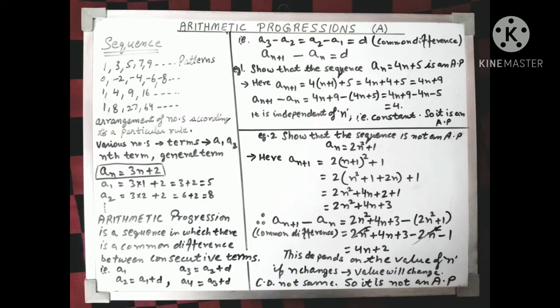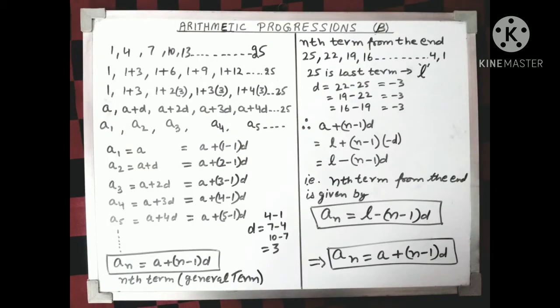Let us move on to the next slide. Now we will learn how the general term of the AP is derived. It is a very simple process. Just keep listening to me very carefully. So on the top I have written a sequence 1, 4, 7, 10, 13, dash and 25. I will rewrite it again.